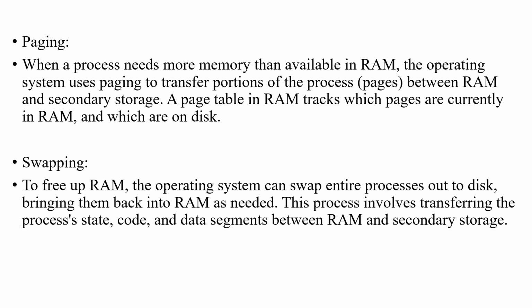Swapping. To free up RAM, the operating system can swap entire processes out to disk, bringing them back into RAM as needed. This process involves transferring the process state, code, and data segments between RAM and secondary storage.